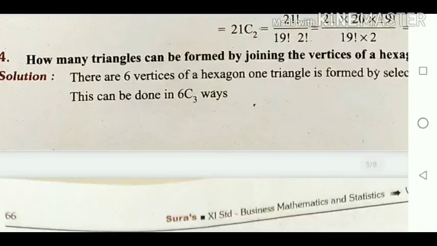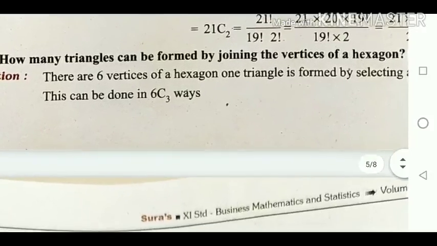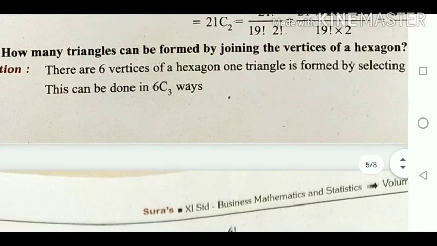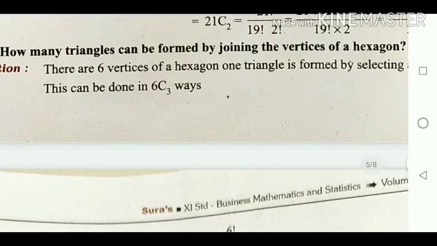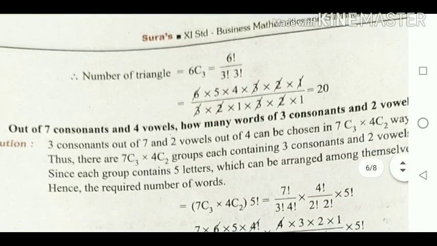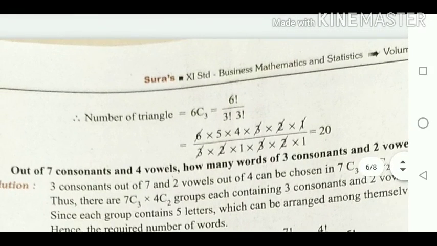Then, how many triangles can be formed by joining the vertices of a hexagon? In a hexagon there are 6 vertices. For a triangle we need only 3 points. Therefore in total 6, we are taking only 3. Therefore 6C3 ways. That is 6 factorial divided by 3 factorial into 3 factorial. After cancelling we are getting 20 as the answer for this question.